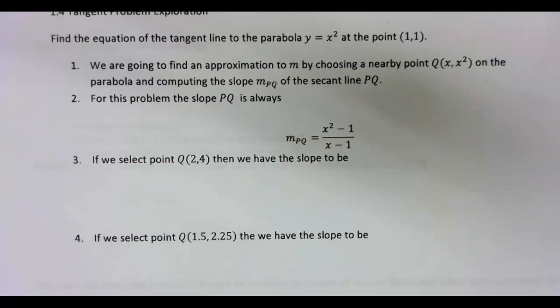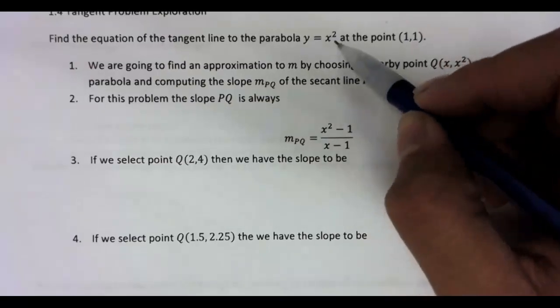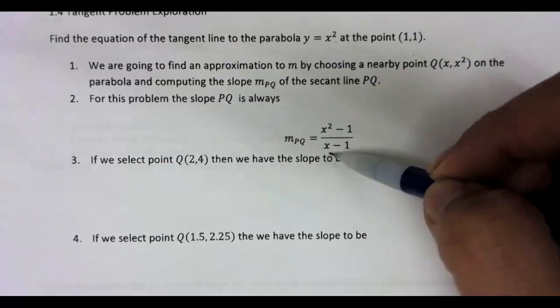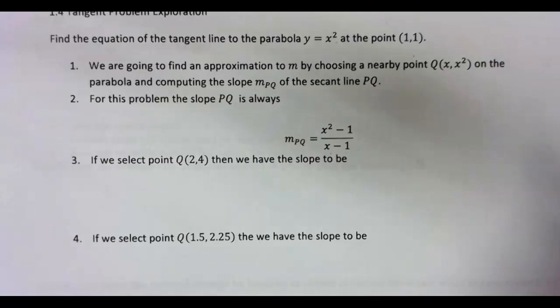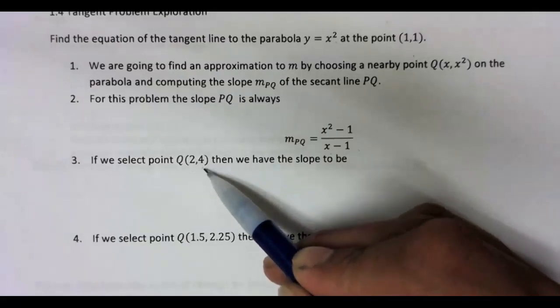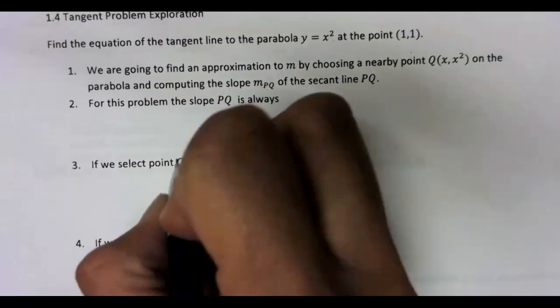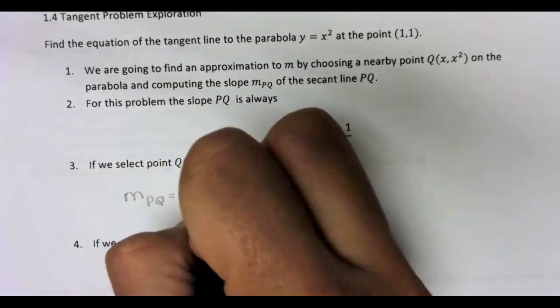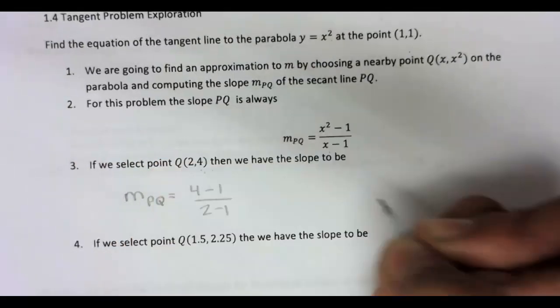So the slope of the secant line, or PQ, is made up of the equation (x squared minus 1) over (x minus 1). X squared because that's my function, minus 1 because that's the initial point, over x minus 1. So what is the slope if I pick my point to be (2, 4)? Because if x equals 2, y equals 4, then the slope of PQ would be equal to (4 minus 1) over (2 minus 1).